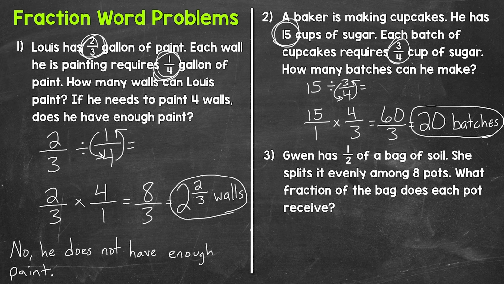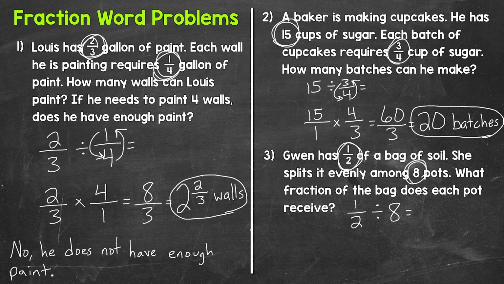Lastly, let's move on to number 3, where Gwen has 1/2 of a bag of soil. She wants to split it evenly among 8 pots. What fraction of the bag will each pot receive? So in order to solve this, we know that Gwen has 1/2 of a bag of soil, and she's splitting it or dividing it among 8 pots. So Gwen is starting with half a bag and dividing it between 8 pots.